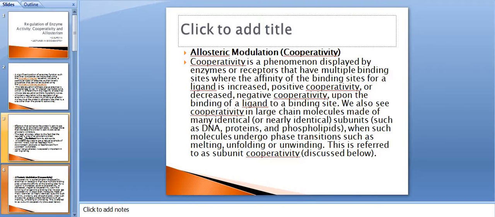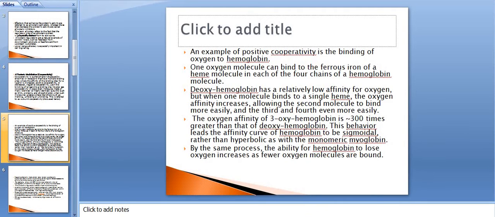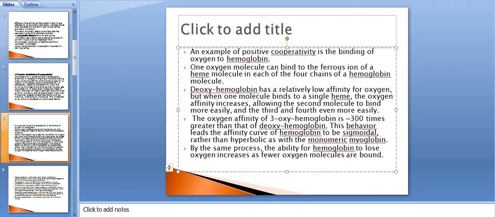Okay, next coming to the point, an example of positive cooperativity is the binding of oxygen to hemoglobin. One oxygen molecule can bind to the ferrous ion of a heme molecule in each of the 4 chains of a hemoglobin molecule.